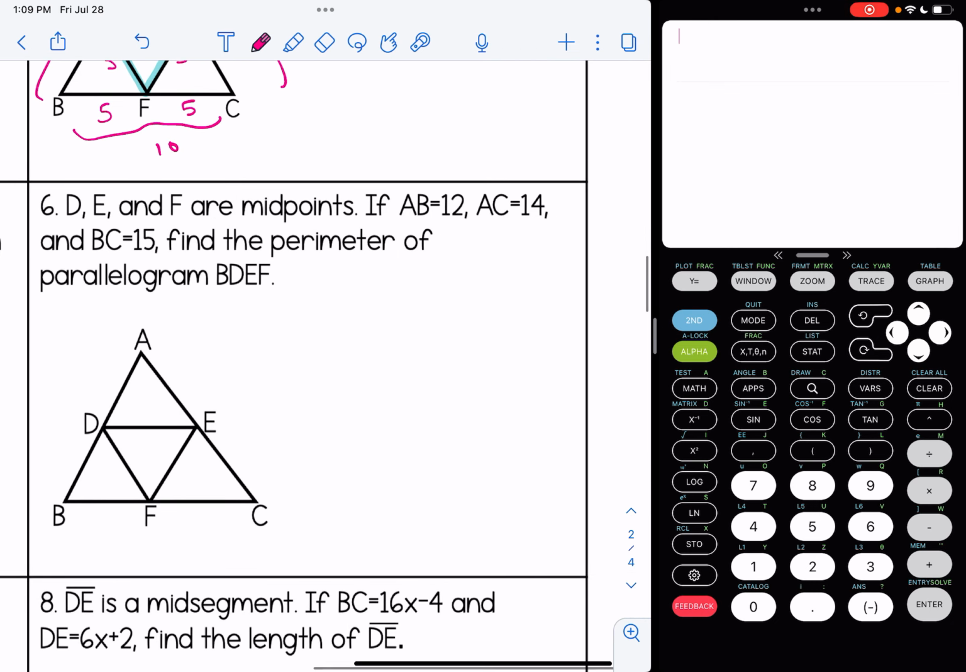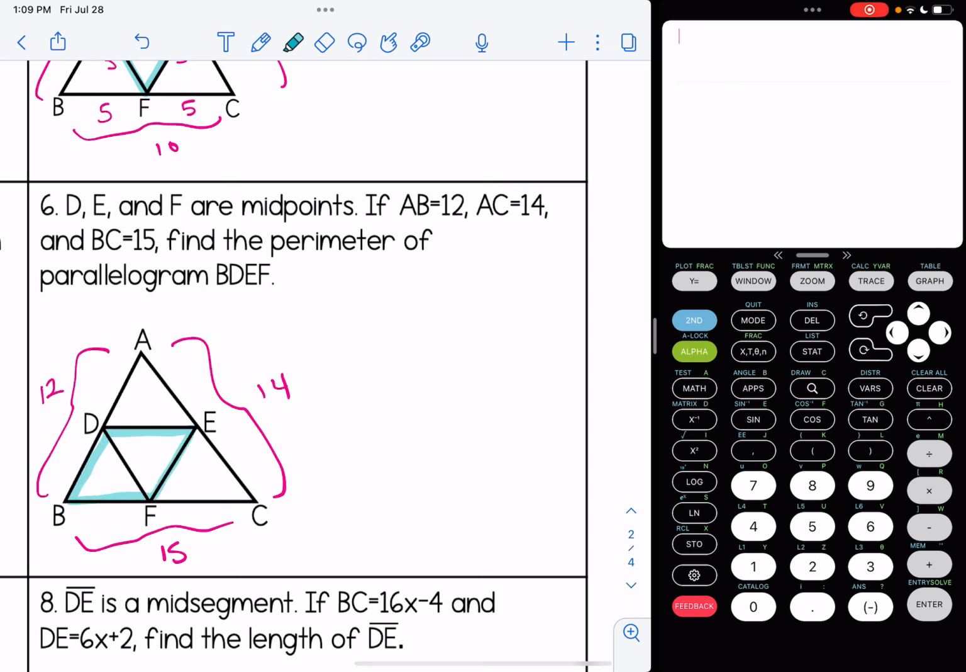Number 6, D, E, and F are midpoints, right? Hopefully we're seeing that the problems do get somewhat repetitive here. AB is 12, AC is 14, BC is 15. Find the perimeter of parallelogram BDEF. All right, well, let's take each side and split it. So I have 6 and 6, 7 and 7, 7.5, 7.5.